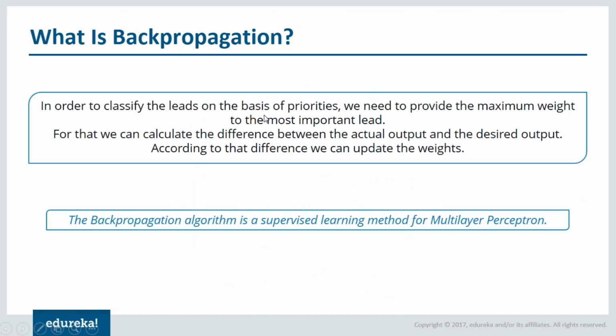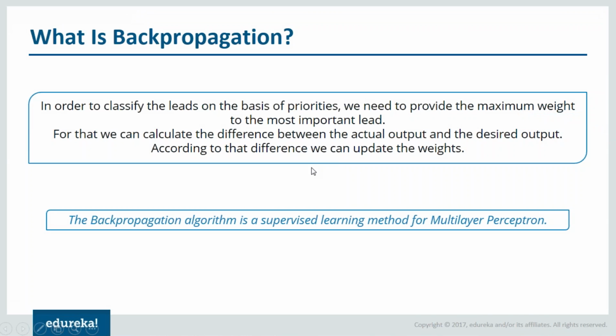So in order to classify the leads on the basis of priorities, we need to provide the maximum weight to the most important lead. And how are we going to do that? We're going to compare the actual output and the desired output, and according to the difference, we're going to update the weights. So what is backpropagation? Backpropagation is nothing but a supervised learning algorithm for multi-layer perceptron.